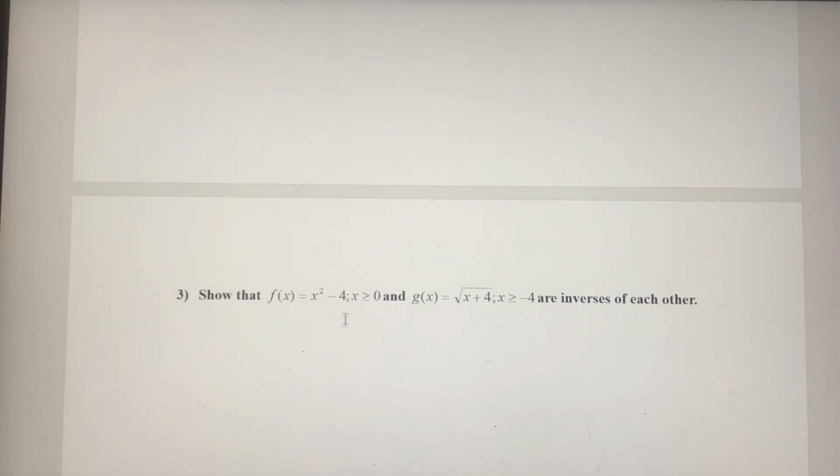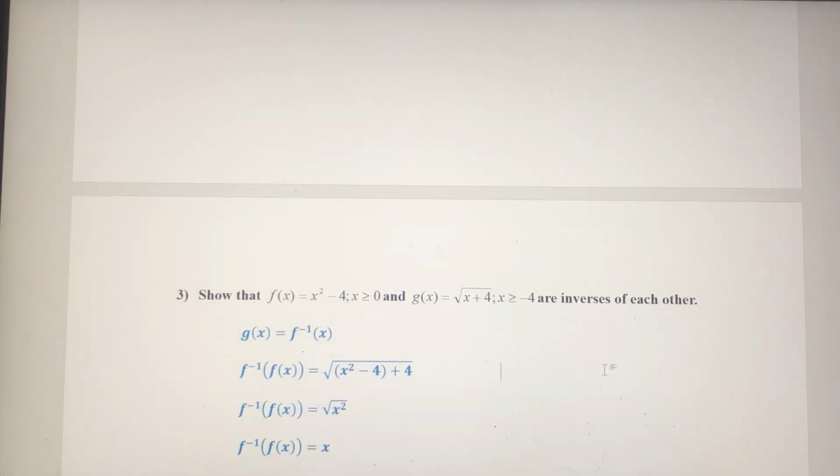Okay, we've got f of x equal to this quadratic, x squared minus 4. We're assuming x is greater than or equal to 0 for this case. We've got g of x equal to the square root of x plus 4, and our domain there is x greater than or equal to negative 4. So these domains are specified, and we want to show that they're inverses of one another. Again, we're going to let g of x equal f inverse. The first thing I'm going to do is take this value and plug it in here for x. Doing a little math, the negative 4 and positive 4 cancel out, so I've got the square root of x squared, and the square root of x squared is x.